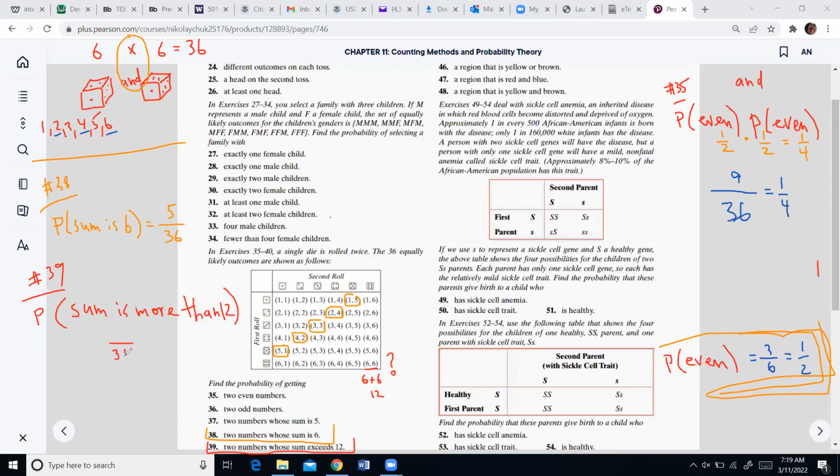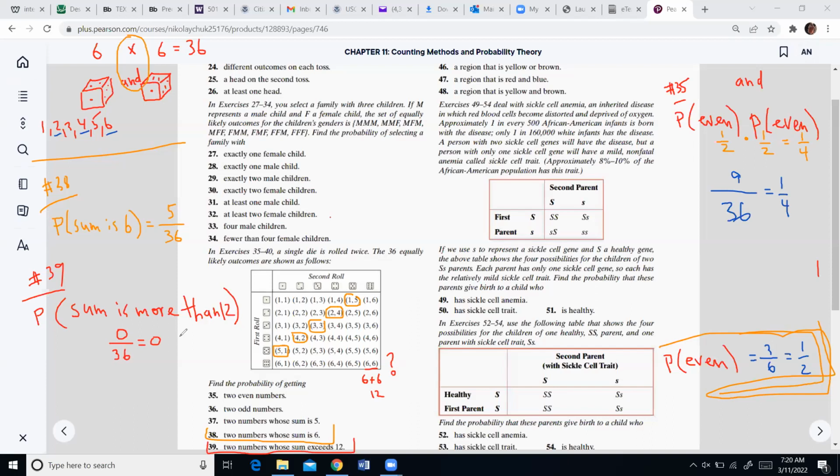Okay, so out of 36, how many do you see that exceed 12? I see none of them. I see 0 of them. So the answer will be 0, just like that. So the answer is 0.